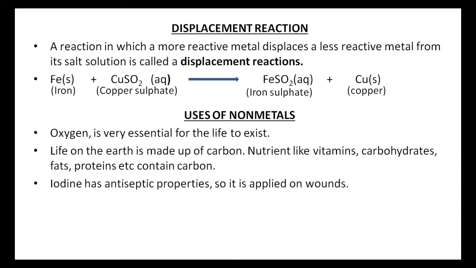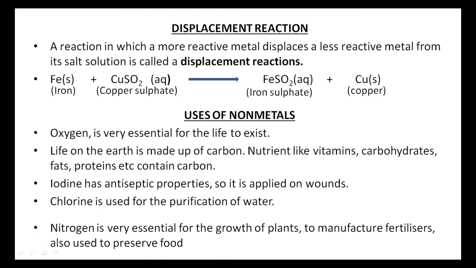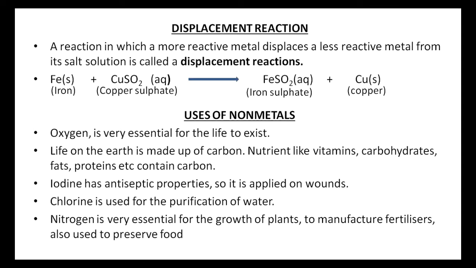Iodine has antiseptic properties, so it is applied on wounds. Chlorine is used for the purification of water. Nitrogen is very essential for the growth of plants, to manufacture fertilizers, and is also used to preserve food.